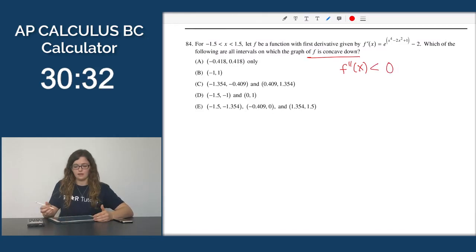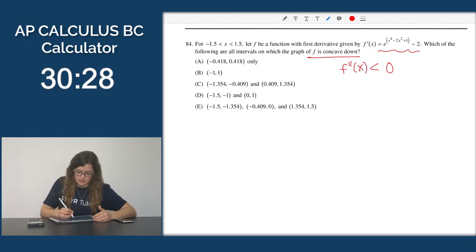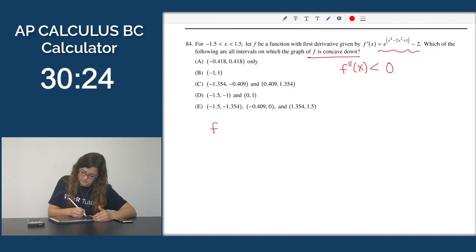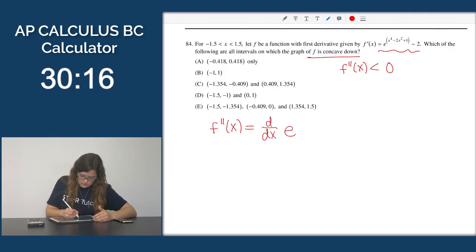Okay, so I need to take the derivative of this function, to find f double prime of x. Let's do that over here because I think it's going to be a lot of work. So f double prime of x equals the derivative with respect to x of e raised to this x to the fourth minus 2x squared plus 1 minus 2.